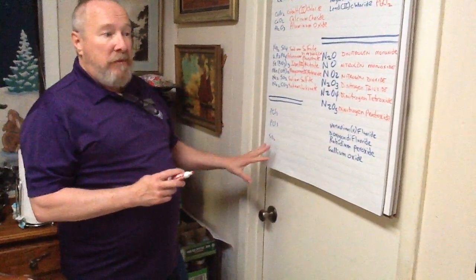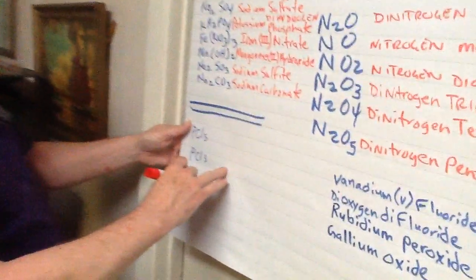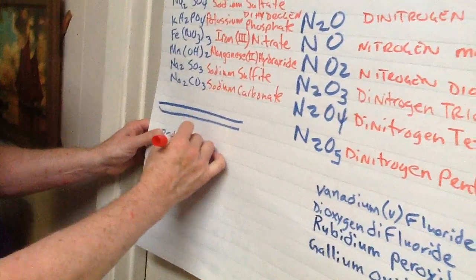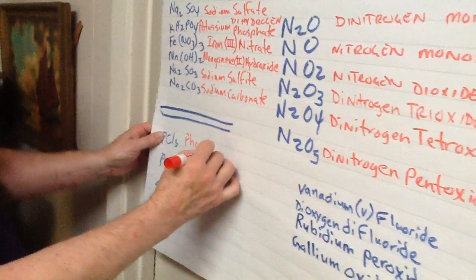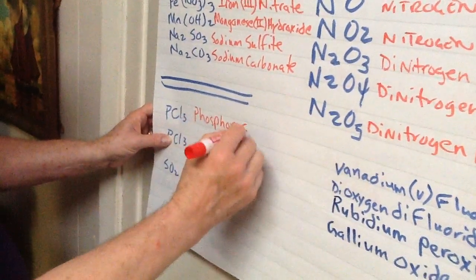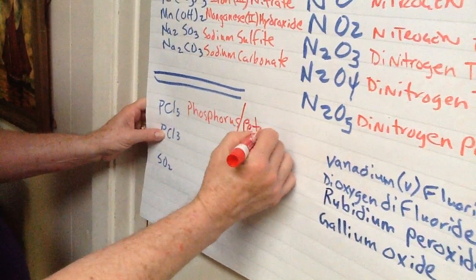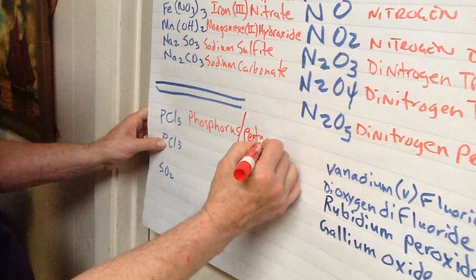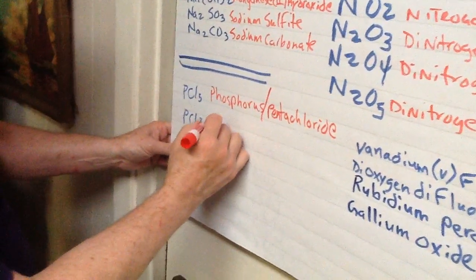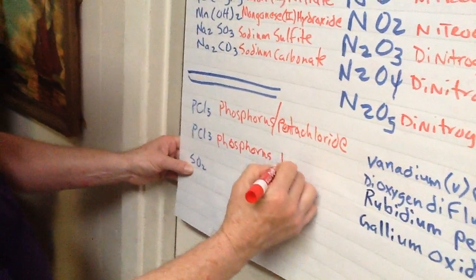So let me show you a couple of examples. PCl5, and we'll look at some of these structures when we review some material in Chapter 4. I have some models of these. This is phosphorus. So I don't need to say monophosphorus. Penta, 5 chlorines. Penta, this is a separate word. Penta, chloride. The next one would be phosphorus trichloride.